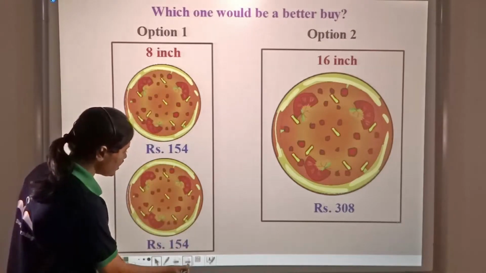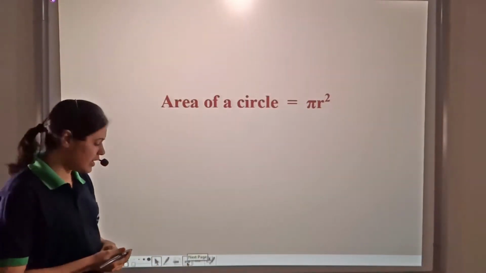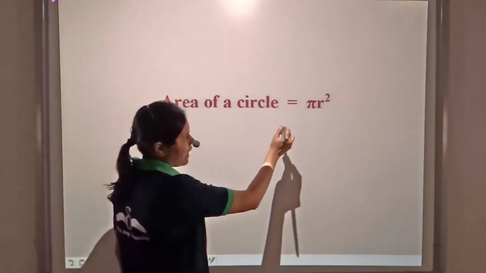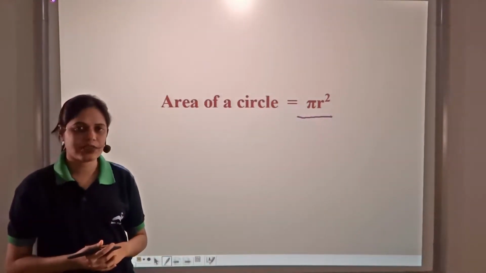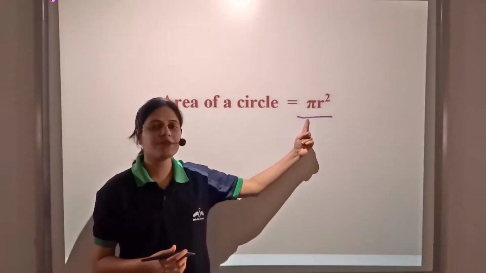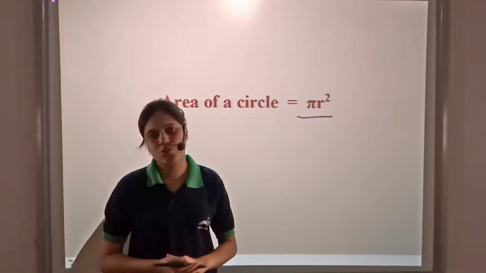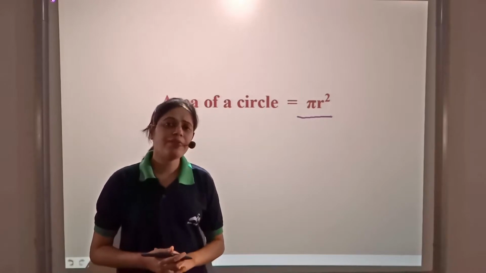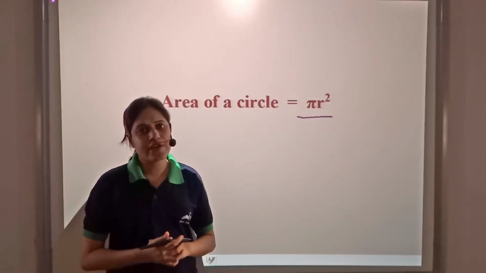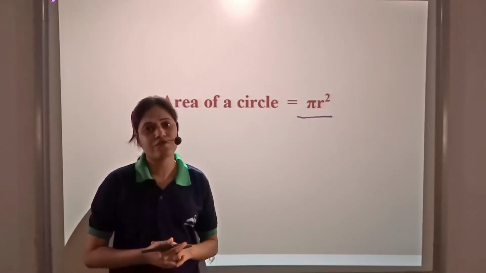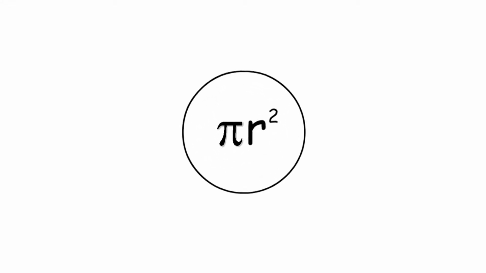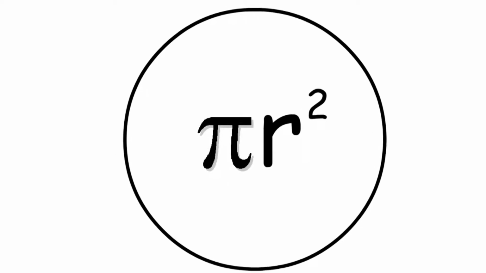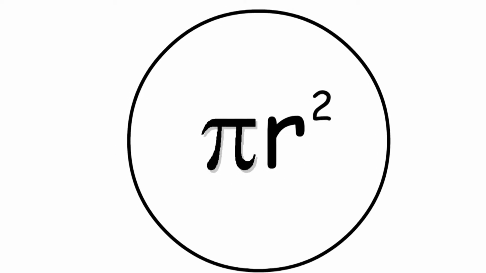The area of a circle is given by pi r square. So it is pi into the square of radius. So the area of a circle is pi into r into r. Well, where did this pi r square come from? Why is the area of a circle pi r square?